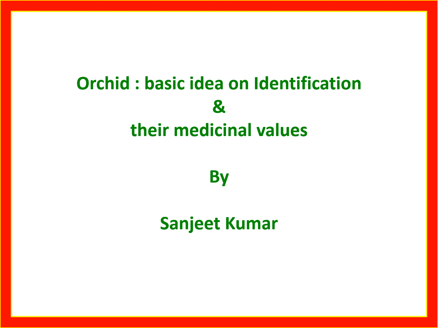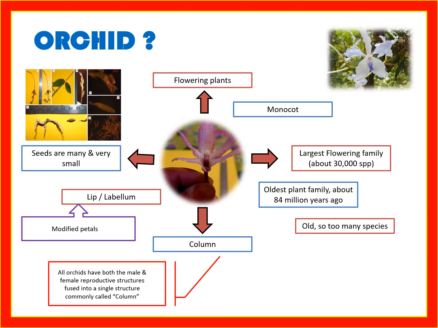In the series of training programs on medicinal plants, today we will discuss orchids: basic ideas on identification and their medicinal values. This is the orchid. It is a flowering plant. It belongs to the monocots, the largest flowering plant and oldest plant family, about 84 million years ago. So these are some aspects of orchids.